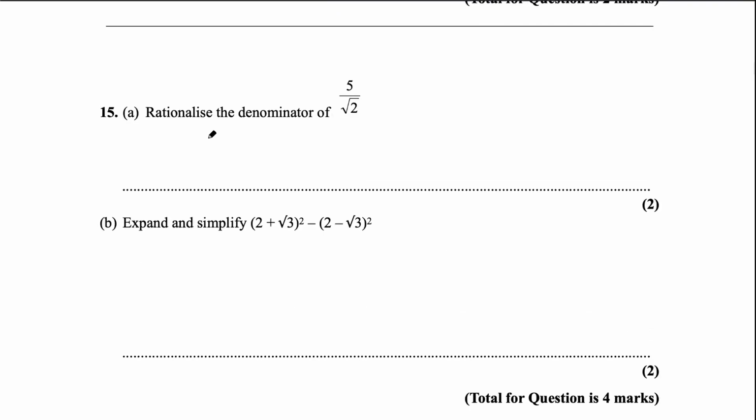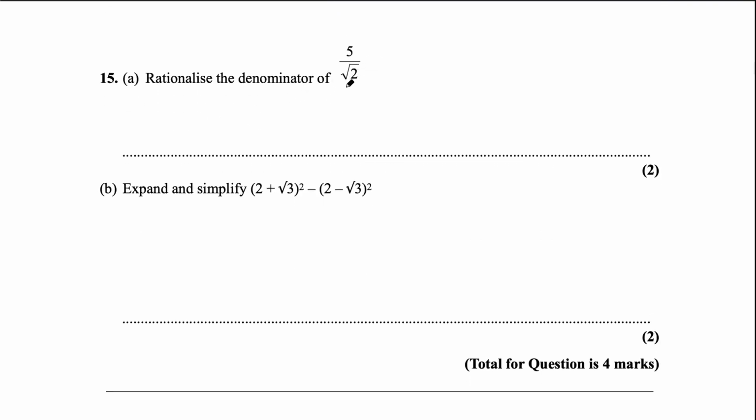Question 15, part A, rationalize the denominator of 5 on root 2. Again, multiply by root 2 on root 2. This equals 5 root 2 on 2. So final answer there, 5 root 2 on 2.